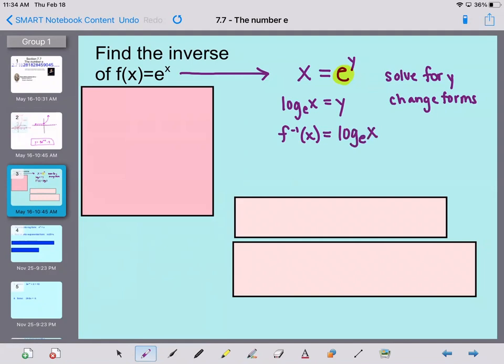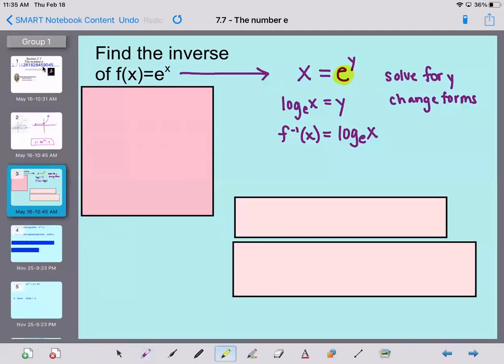Now, here's the thing. When you have log base 10, nobody writes log base 10, right? What do they write? They just write log because they know it's a common log. And so they don't do that. If someone did that in the math world, real math people would be like, what are you doing? Why are you writing log base 10? Well, guess what? Nobody writes log base E. So we're not going to do it either.